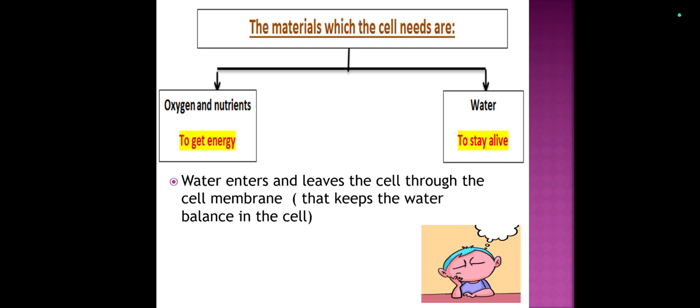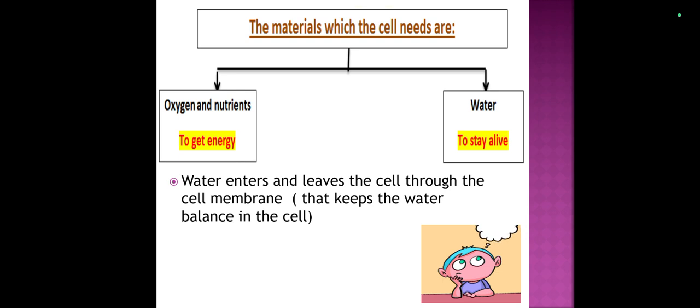Materials which the cell needs. The cell needs some materials in order to carry out its vital activities, like oxygen and nutrients to get energy. Nutrients you can get from food or from the photosynthesis process. And also water to stay alive.